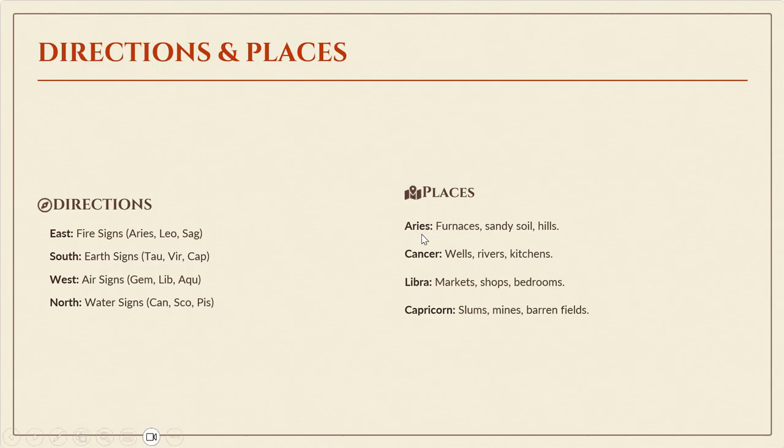Okay, then each Rashi also represents various places. So Aries represents furnace, sandy soil, hills. Cancer represents wells, rivers, kitchens, and all those things.